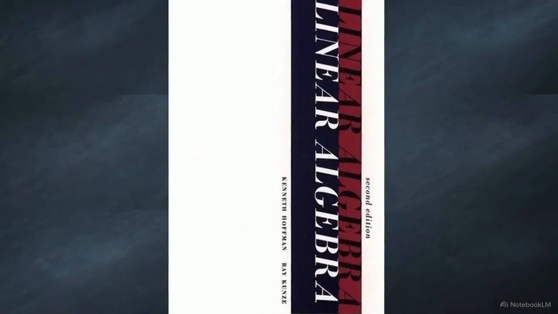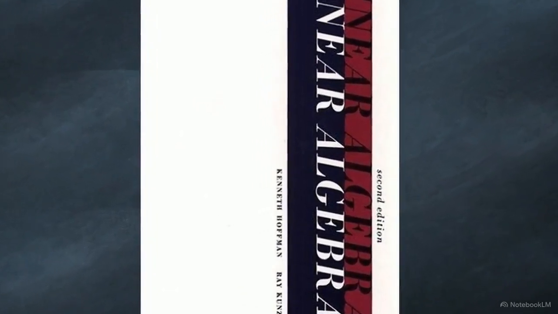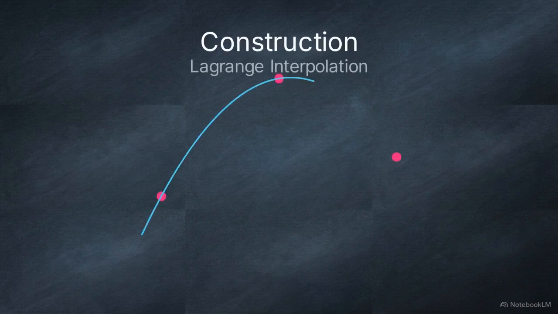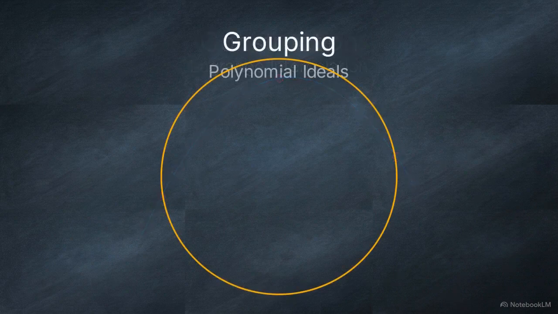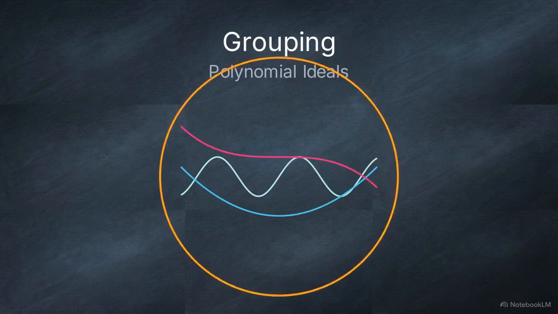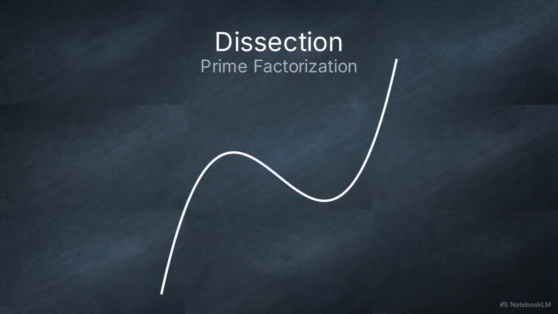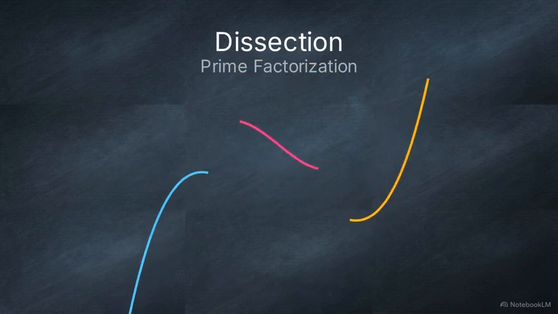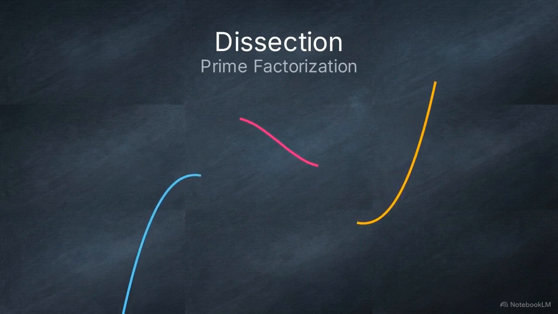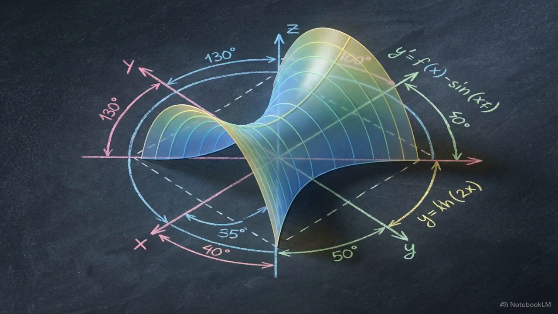This exploration relies on the rigorous academic framework established by Kenneth Hoffman and Ray Kunze in their classic text, Linear Algebra. We begin with construction, using Lagrange Interpolation to build a specific polynomial from raw data points. Next, we analyze grouping, examining how polynomials organize into algebraic structures known as ideals. Finally, we perform a microscopic dissection, breaking these polynomials down into their irreducible prime components. Mastering these three phases allows us to define the precise structural behavior of any polynomial function.